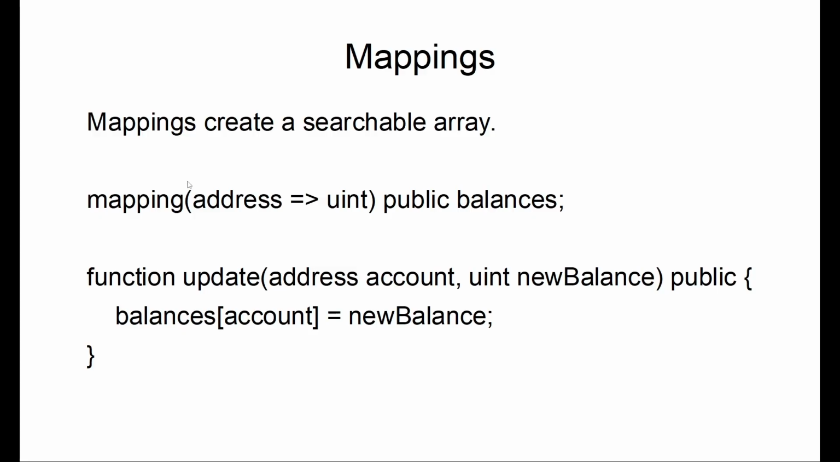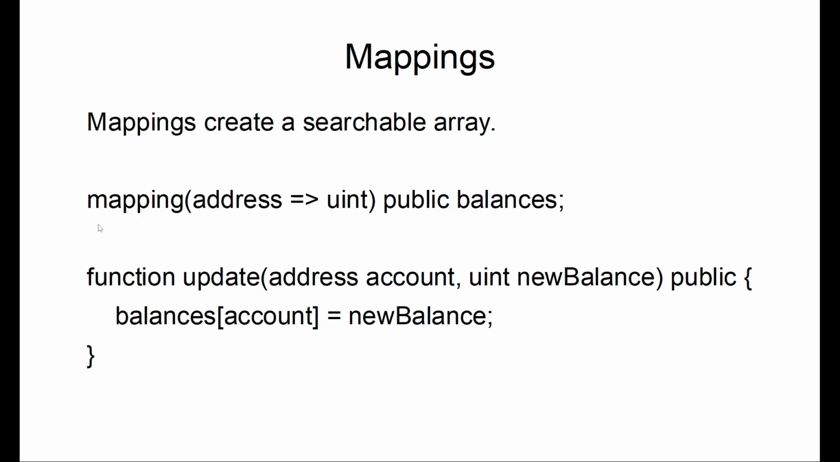So in a mapping, you create the variable by calling it a mapping, and then what type it is. It's an address that returns a uint. If you want it to be a uint that returns a string, you would put that here. And then this is going to be public and balances. So the name of the mapping is balances, and you're going to send it an address, and it's going to return to you a number.